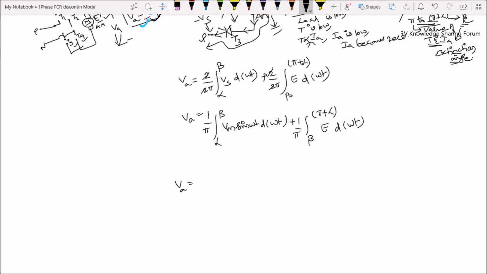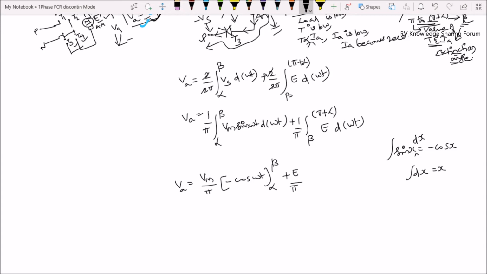Therefore VA is equal to, taking Vm as a constant outside, Vm by pi, integrating sin omega t. Integration of sin x dx is minus cos x. So here we will get minus cos omega t, with lower limit alpha and upper limit beta. Again, taking E as a constant outside, E by pi, integration of dx is x.